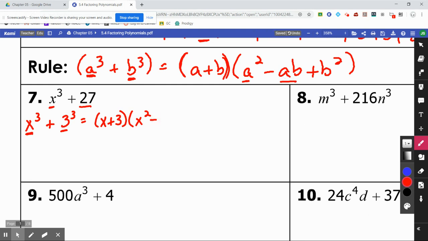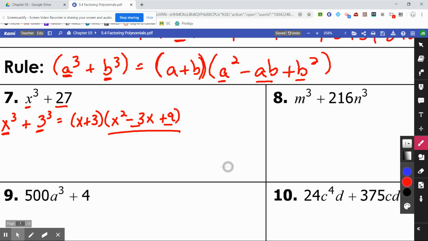Minus a times b would be x times 3, or we can just put 3x. Then finally, b to the second, here's our b, was 3, so b to the second will be 9, and you're done. Now, when you're factoring with difference of cubes, or excuse me, sum of cubes, this will not factor. So you don't even have to worry about saying what adds to give you this, multiply. There's not going to be anything.